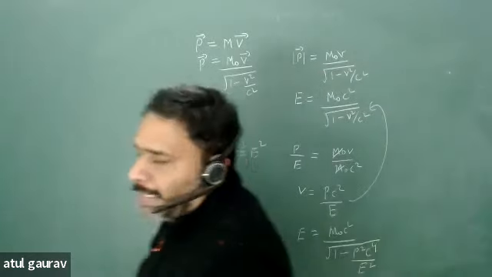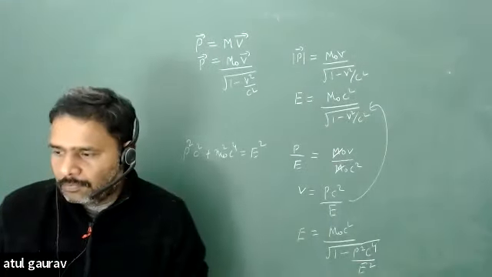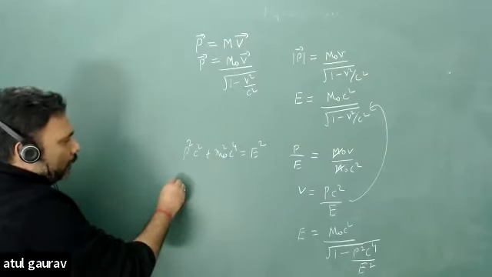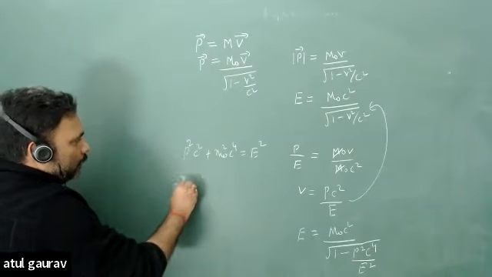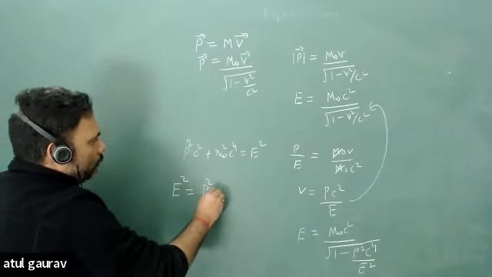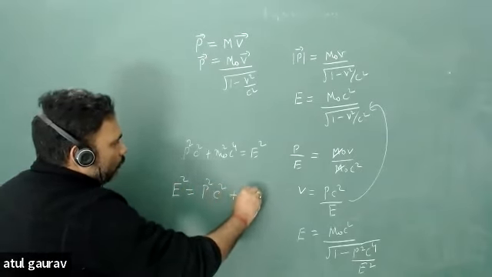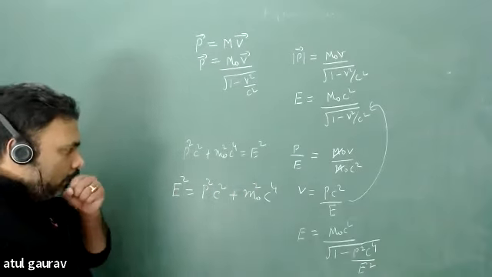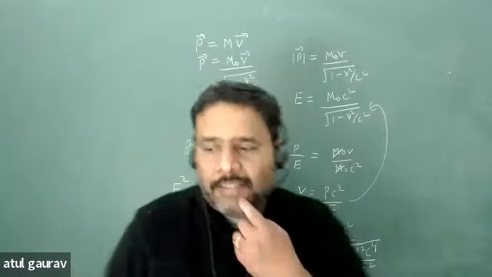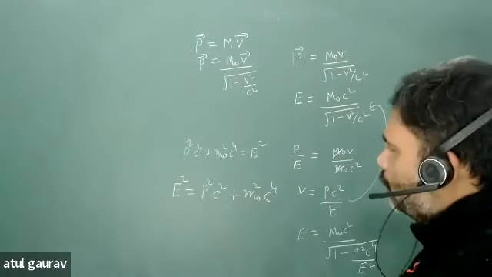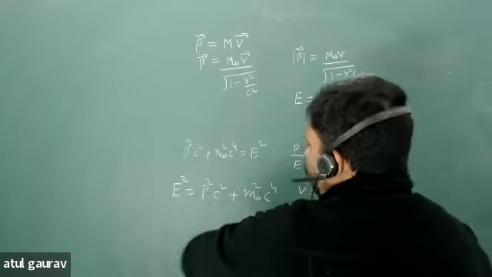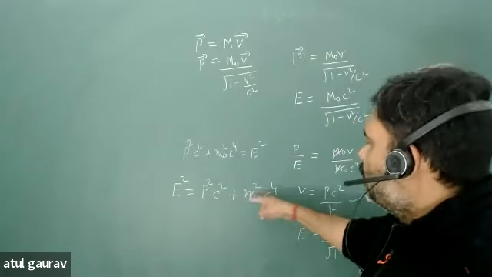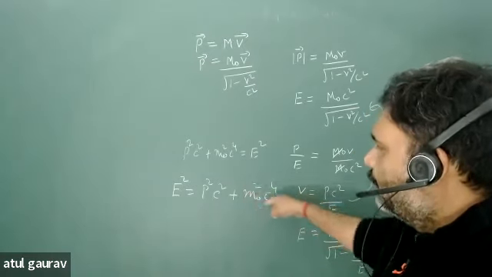So actually, now you have this particular relationship. What is this relationship? So if you will solve it, you will get E square is equal to p square c square plus m naught square c to the power 4. Now, if you have this relationship, and this is one of the very fundamental relationships you can have. What is m naught c? What is this particular thing?